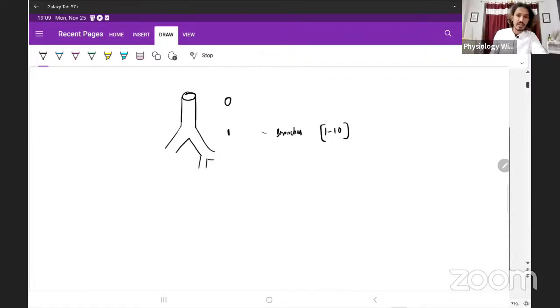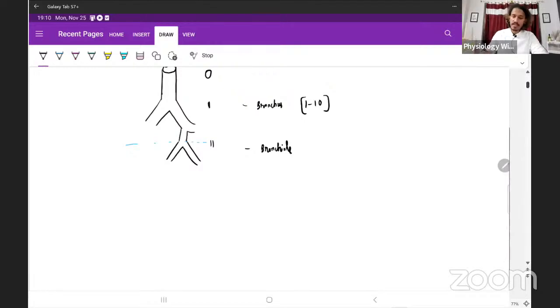Okay, once the 11th division has started, from the 11th division onwards, what divides? Okay, so the one that divides after the 11th division, that is going to be what you call the bronchiole. What is the difference between them? We'll come to understand it. Okay, so this is bronchiole. Now, after that, bronchiole again keeps dividing further: 11, 12, 13, 14, 15, 16, it divides.